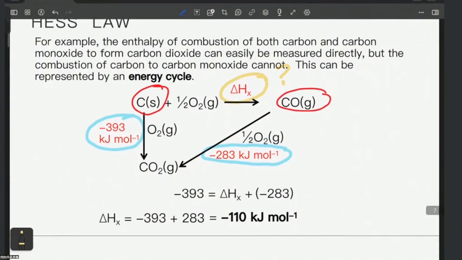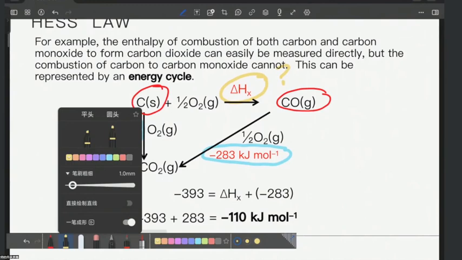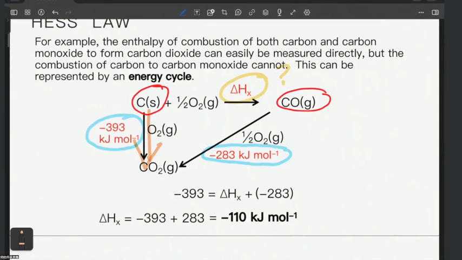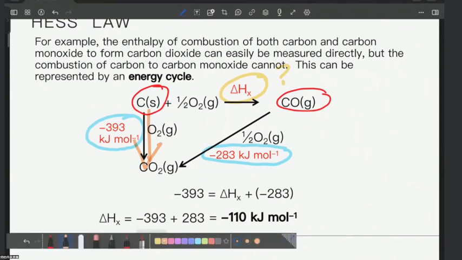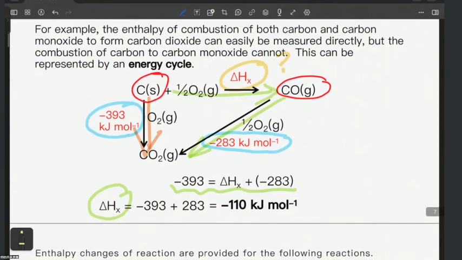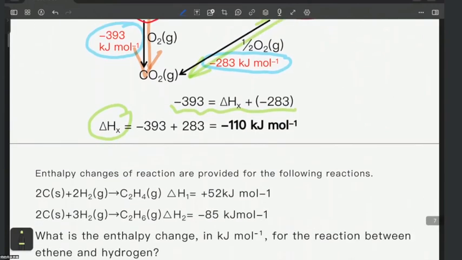You can go this way, carbon directly into carbon dioxide. You also can go in two steps, from carbon to carbon monoxide, then from carbon monoxide to carbon dioxide. When you put the energies together, you can find the enthalpy change, which is minus 110 kilojoules per mole. Okay, we can see another example.